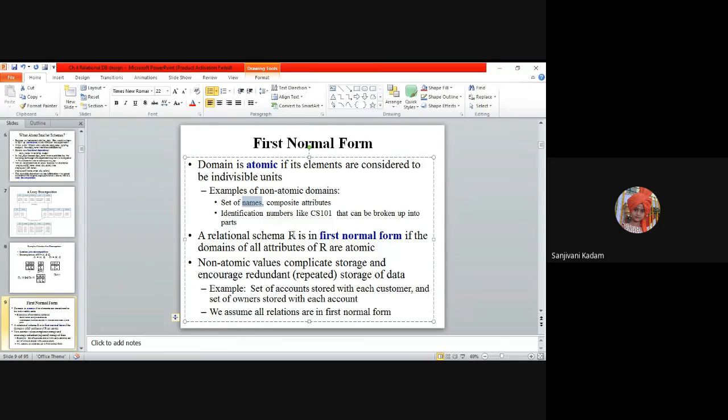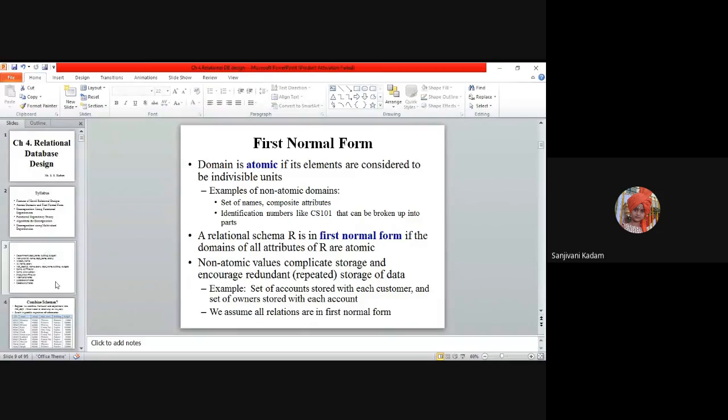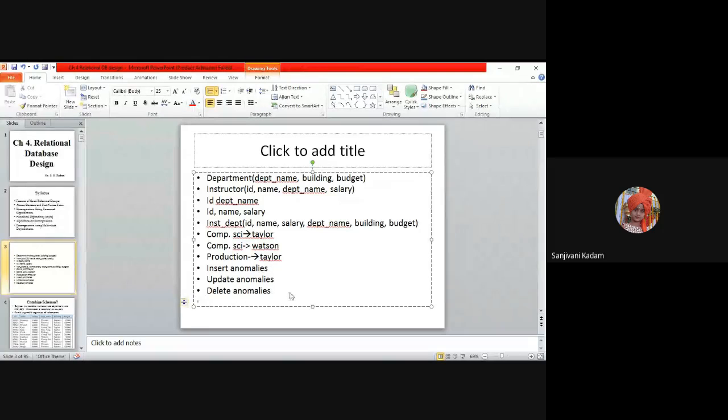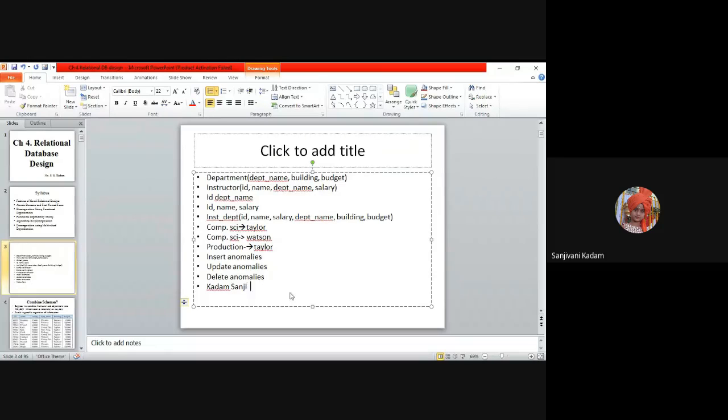A relation schema R is in the first normal form if the domains of all attributes of R are atomic. Non-atomic values complicate the storage and encourage redundant, repeated storage of data. For example, let us take the name. There is no fixed strategy that we should have first name, middle name, and last name only. I may store my name as Kadam Sanjuni Sachin, or I may store it as Sanjuni Sachin Kadam. Here we are unable to identify whether these two values are equal or not.